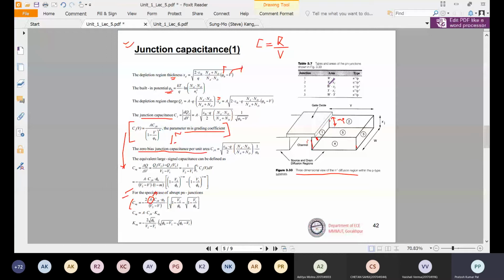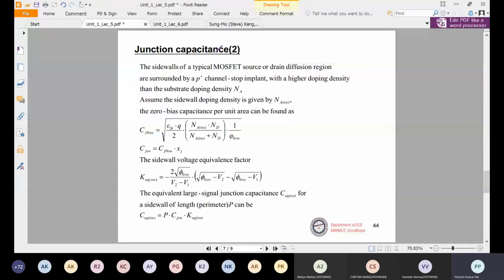The type of layer: the bottom one connected to this region will be the n plus region, and this bulk side will be a p substrate region. So n plus and p region. This is how the interfaces are defined. Based on that, the area will be calculated, and finally we will find out the equivalent capacitance. We will see an example of how we can go with the calculation.